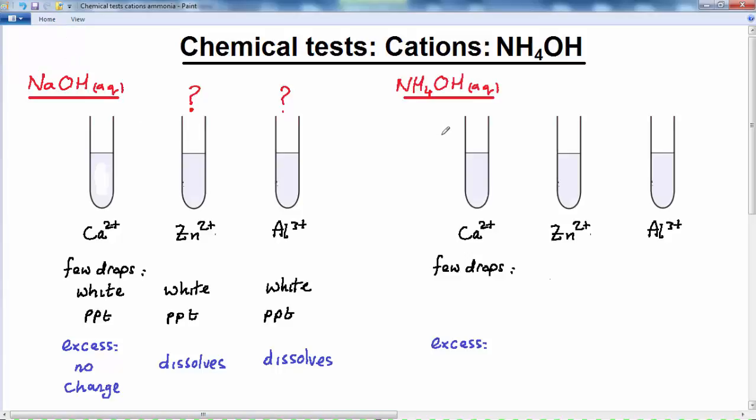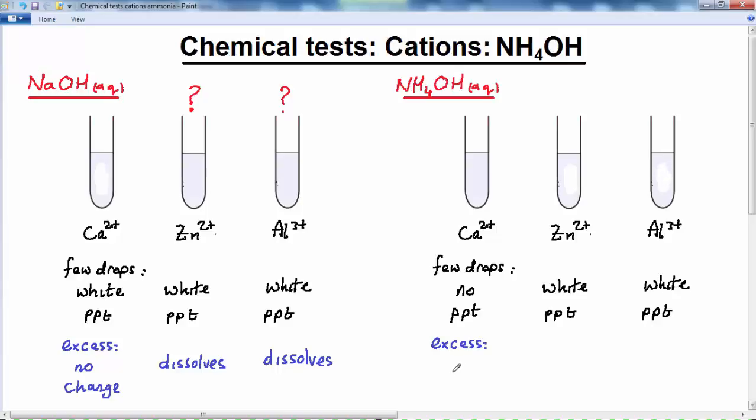So when we add a few drops of the ammonia solution to each sample, we find that in the case of the calcium ion solution, there is no precipitate. In the case of the zinc ion solution, a white precipitate forms again, and likewise with the aluminium ion solution.